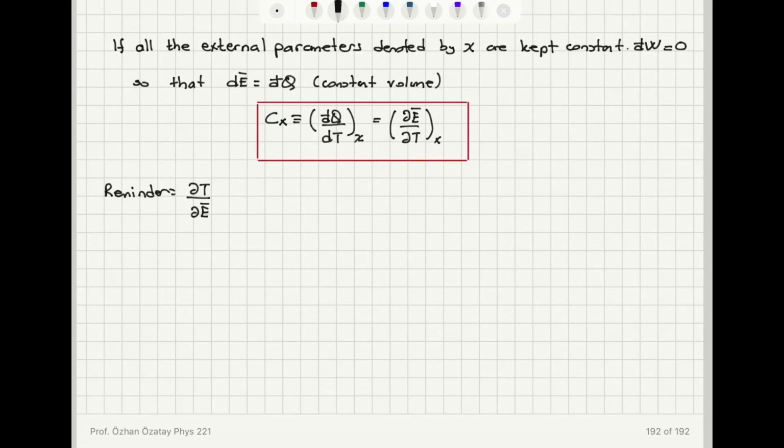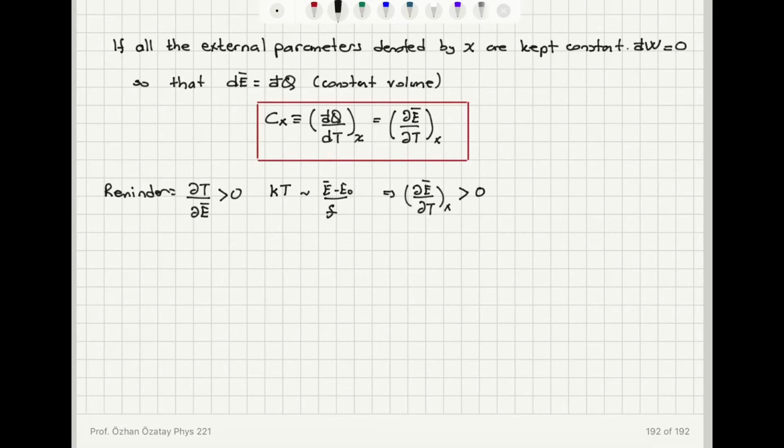Increasing energy means increasing temperature, so that's positive. That's because kT was the mean energy above the ground state energy per degree of freedom. So that's also going to imply ∂Ē/∂T is always going to be a positive value.